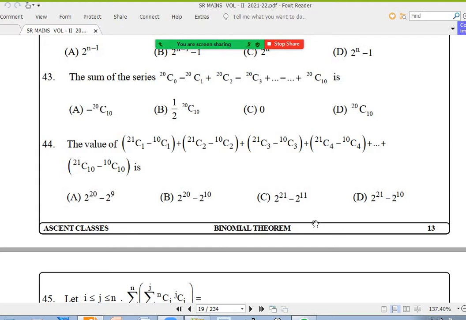Forty-three is also quite similar. You can do it by two different methods also. Try that.